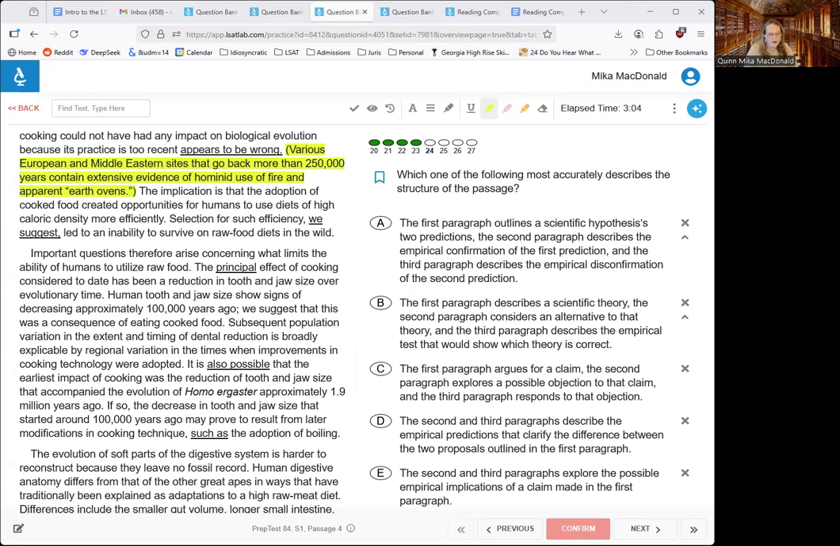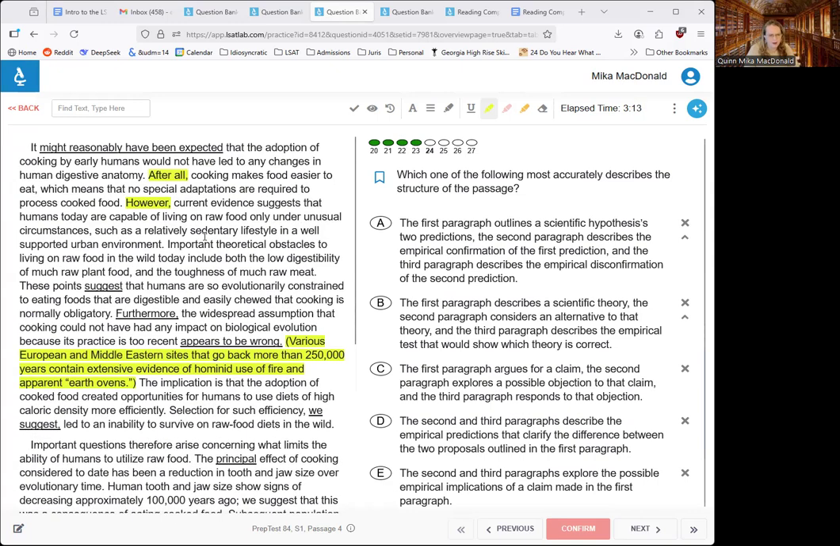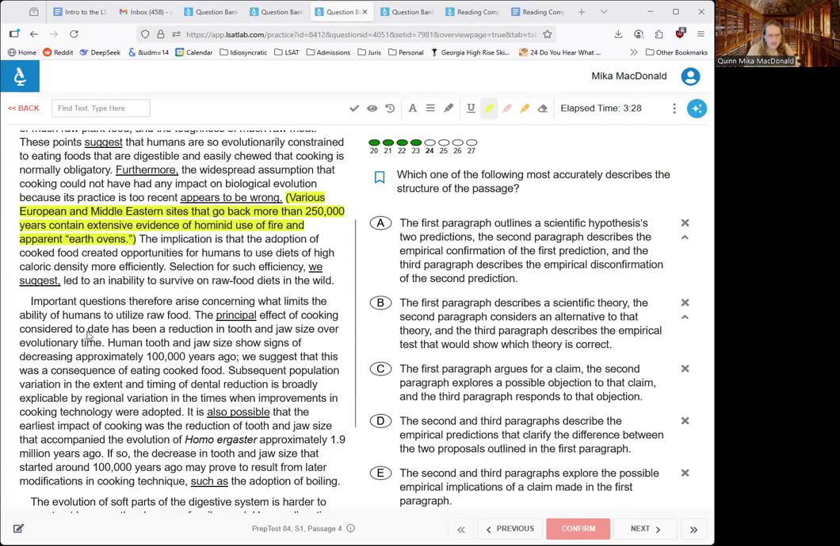So I think about an answer choice like A, for example, and I get like, okay, maybe we could say that there's a scientific hypothesis. The two predictions, it's unclear to me necessarily what those are, right? Maybe this one is one, selection for such efficiency led to an inability to live on raw food diets. And maybe I could interpret the second paragraph as being an empirical confirmation. I don't really like it as a description, but I could see how maybe it's accurate.